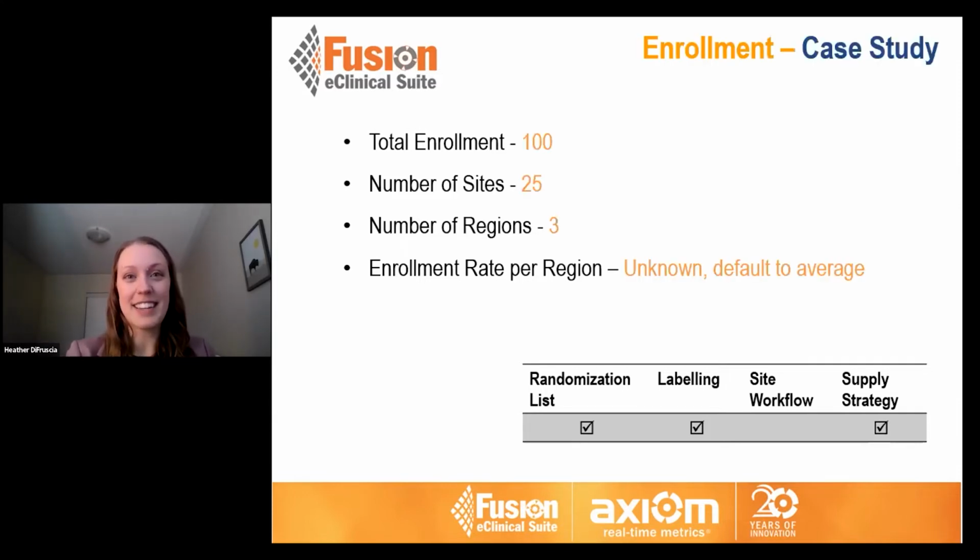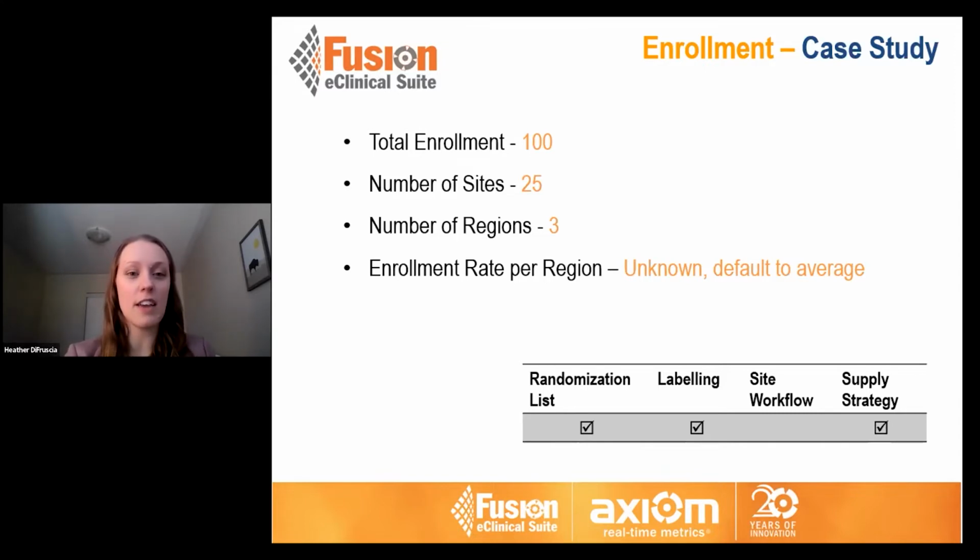Let's go ahead into our case study here. So our total enrollment in this example is 100. Our number of sites, we have 25. And so right now, when I'm looking at this, we're already dividing up our enrollment quite a bit. What are the number of regions? We have 3, and the enrollment rate per region. So in this case, we've said it's unknown. We're going to default to the average.